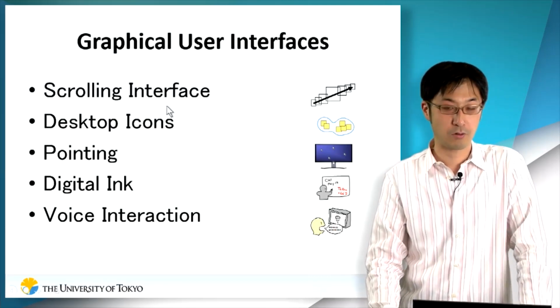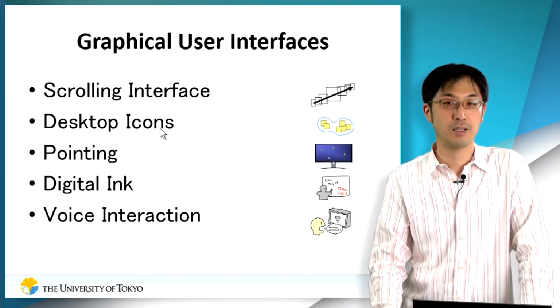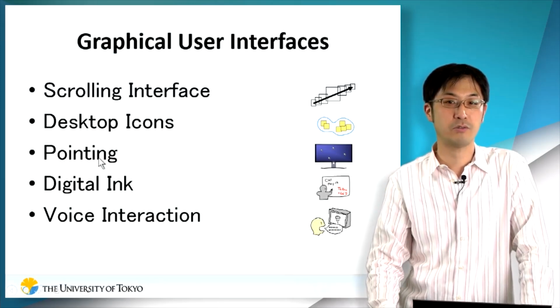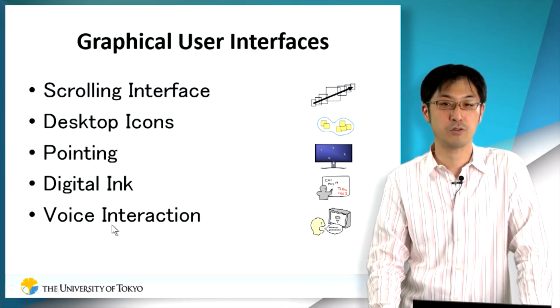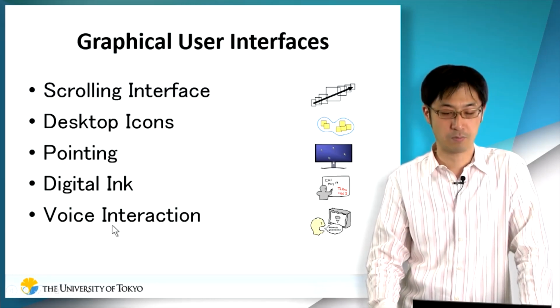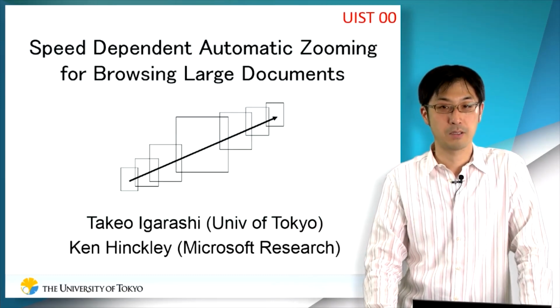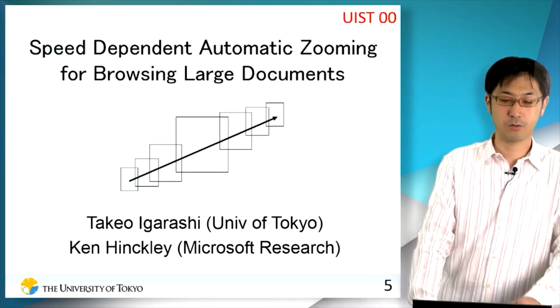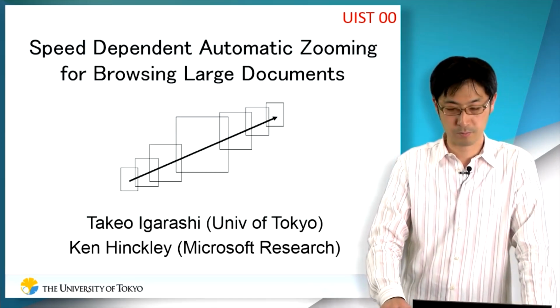The first is scrolling interfaces, the second is manipulation of desktop icons, and then pointing by mouse cursor, and then handling of digital ink. And then finally, we will introduce a technique for voice interaction. The first one is scroll interface. The work we introduce here is called speed-dependent automatic zooming for browsing large documents.